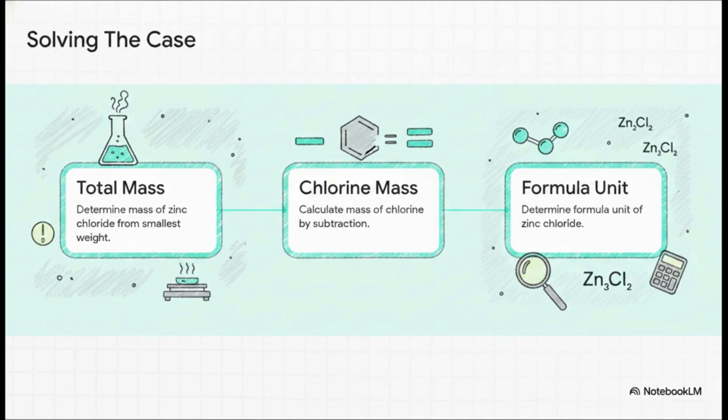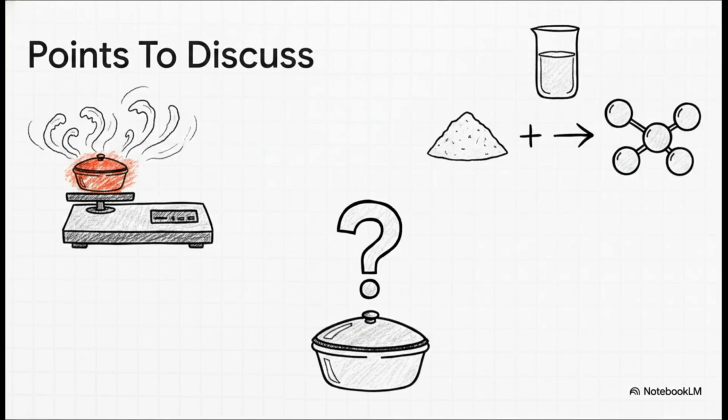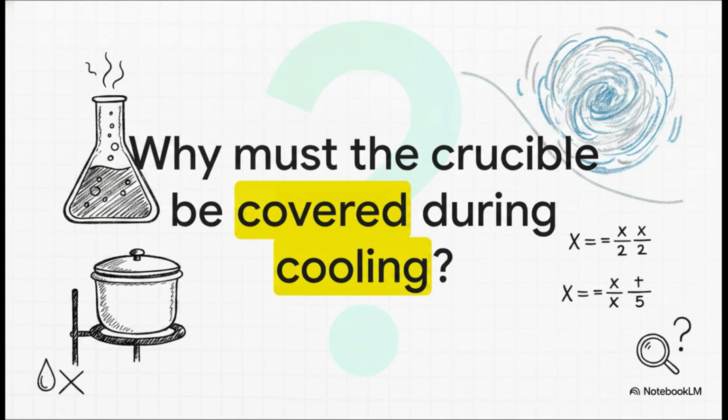The mystery is solved. But hey, before we officially close the case file on this experiment, the manual gives us 3 crucial discussion points to really test our understanding of the chemistry. It asks us to explain why we never weigh the content while it's hot, which actually has to do with convection currents messing with that delicate analytical balance. It asks us to write out a balanced equation for the reaction. And finally, it asks about that cooling process. Which leads me perfectly to my final point.